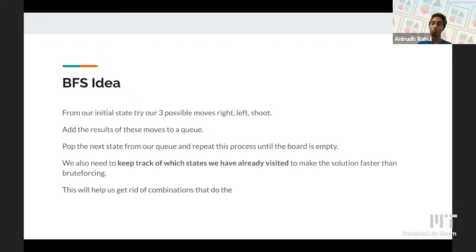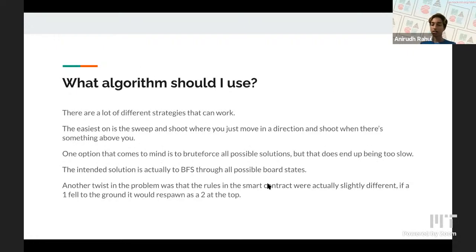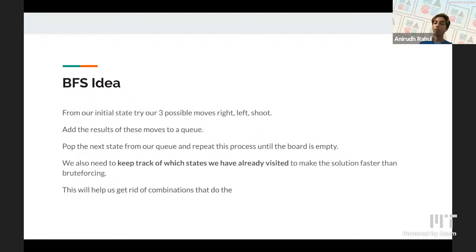So you're actually just able to move right and left, and then you're able to instantly solve the puzzle. The intended solution was to BFS through all possible board states, which is slightly more complicated to code, but not significantly. The main idea for the BFS was, at every step, to try your 3 possible moves, which is to move right, move left, and shoot, and then add the results of each of these moves to a queue, right? So we start off with our initial state, and then after our first iteration, we have 3 new boards, which are the result of moving right, moving left, and shooting.